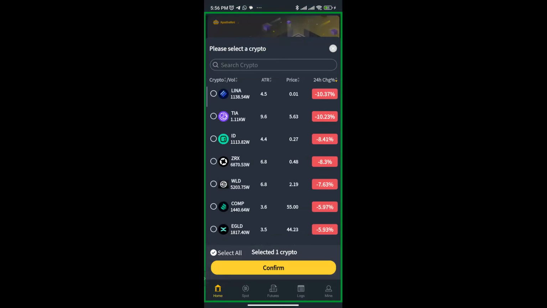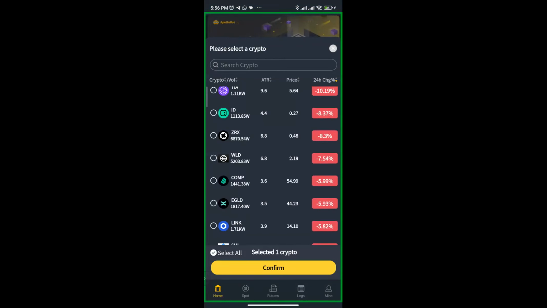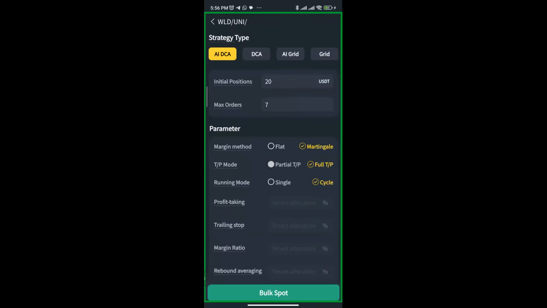Okay, so I see the WLD coin, the World Coin. So I tap on this, okay? Tap on World Coin. So $200. Okay, $200. So you can decide if you want to go for martingale, if you want to go for flat. It's your choice, okay? Your choice. So now my initial position will be 30.